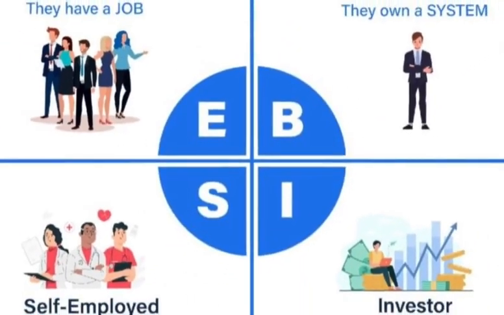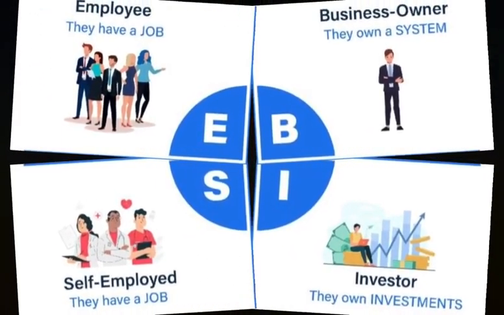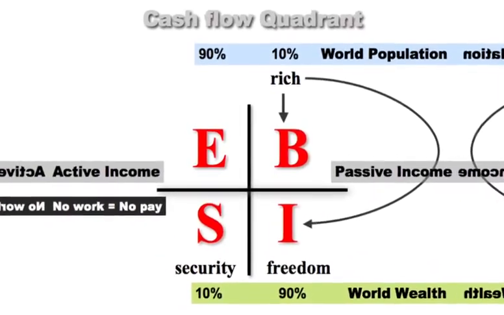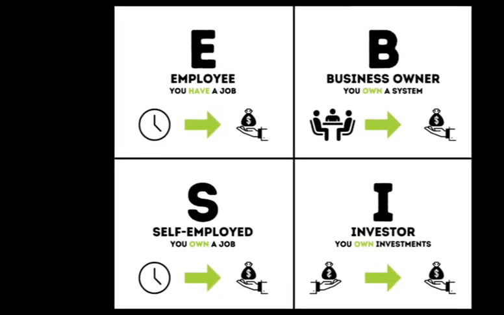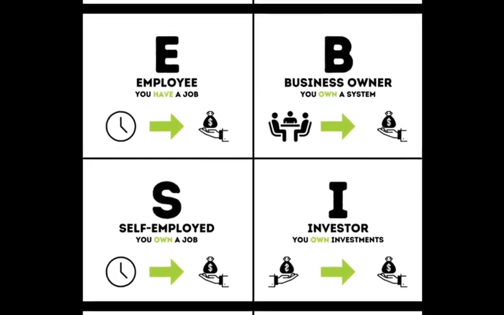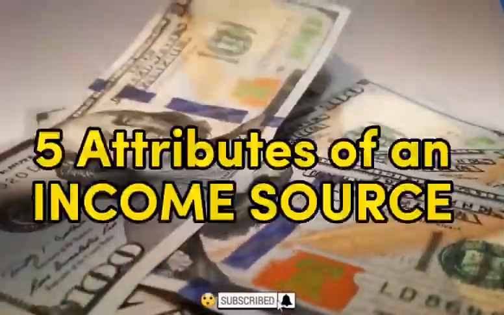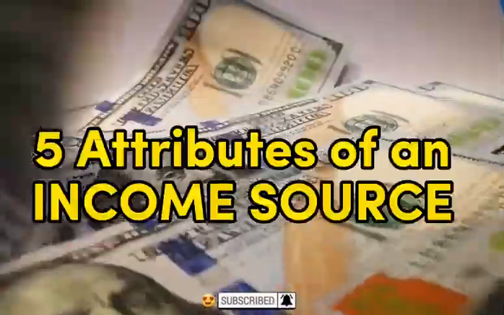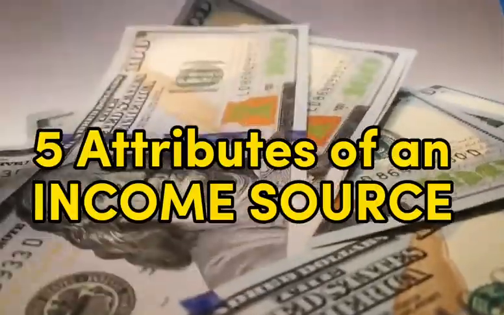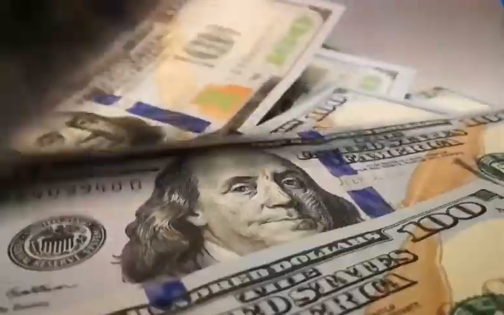Alright, now let's zoom into each of the quadrants and see what lies in there. Then we explore how these 4 sources of income are interlinked and how one can progress through them to attain true financial freedom. But before that, here are 5 attributes of an income source that has the potential to build sustainable wealth and create a sense of true financial freedom.